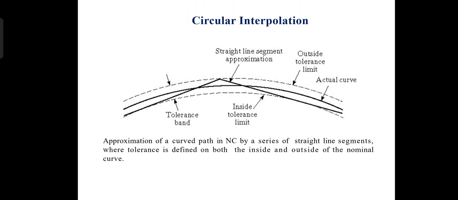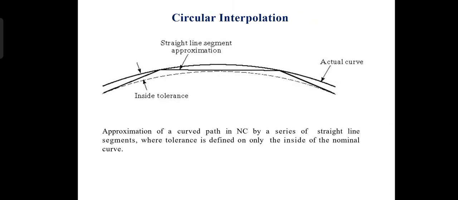Circular interpolation: approximation of a curved path in NC by a series of straight line segments, where tolerance is defined on both the inside and outside of the nominal curve. The straight line segment approximation lies within the inside tolerance, and the actual value is defined to deviate within the inside of the nominal curve.